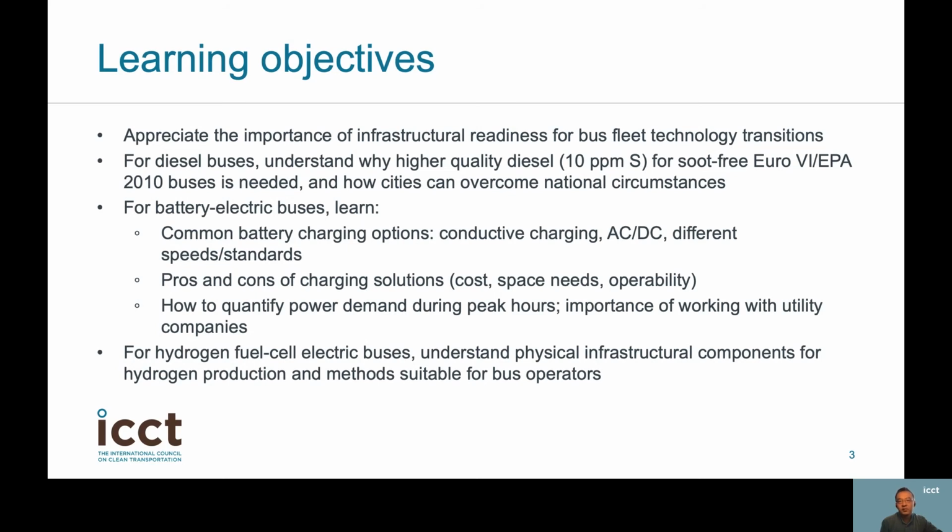For battery electric buses, learn the common battery charging options, including conductive charging, AC or DC charging, the different speeds and standards, and the pros and cons of different charging solutions from the perspectives of cost, space needs, and operability, and how to quantify power demand during peak hours and the importance of working with utility companies. For hydrogen fuel cell electric buses, understand the physical infrastructural components for hydrogen production and methods suitable for bus operators.